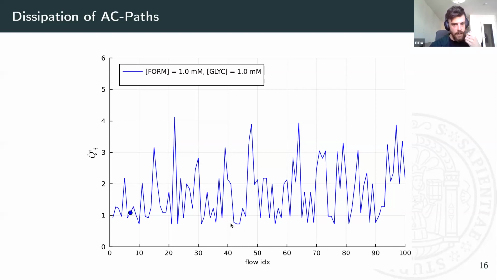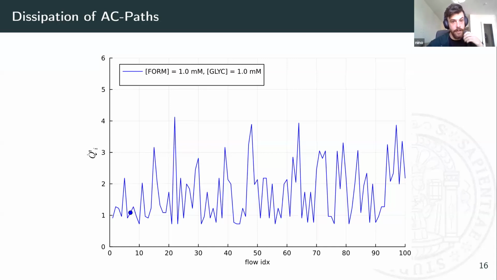So there are some pathways that you can find that have a lower dissipation. And now you can start tweaking around parameters. Now you can see how these pathway dissipations change when you change some parameters. For example, how does it change with the initial concentration?